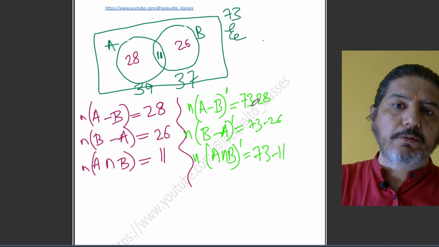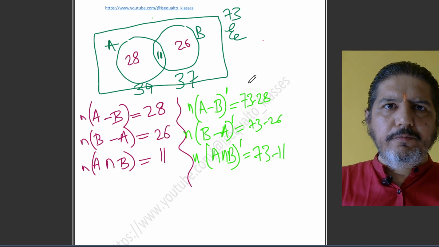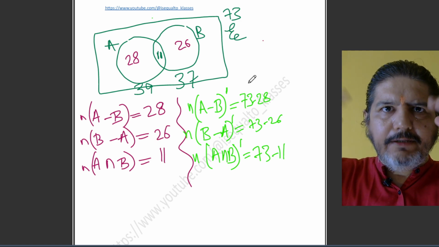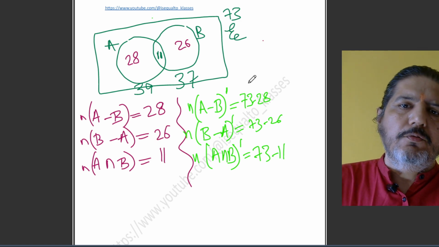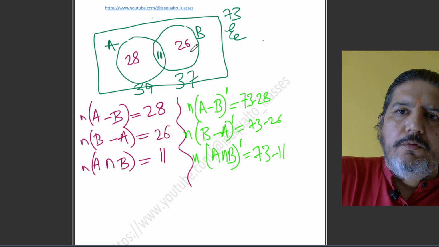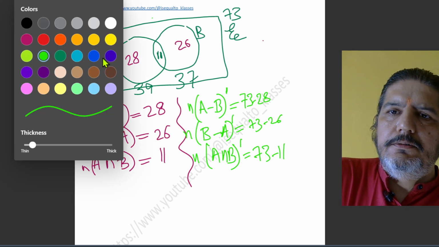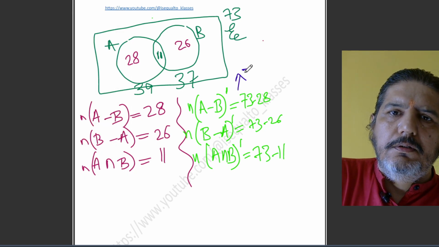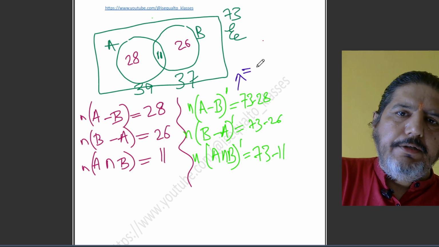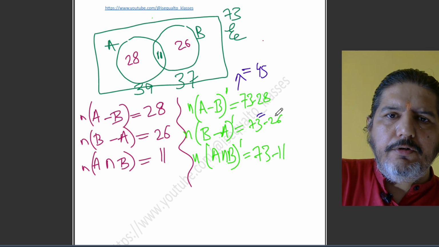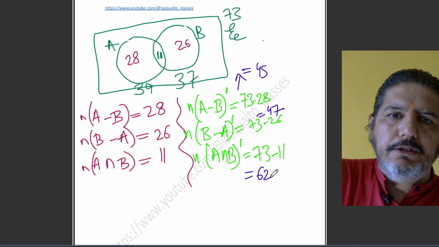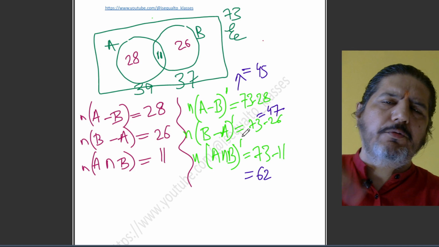I hope you are getting it. So from the universal set, you take out whatever is there in your set, because that is the complement. This is what it implies. So if you want the answers, this would be 45, this would be 47, and this would be 62. So these would be the answers of the question which I am asking.